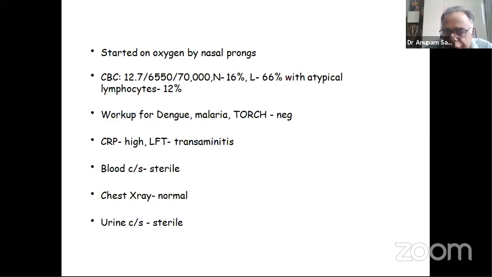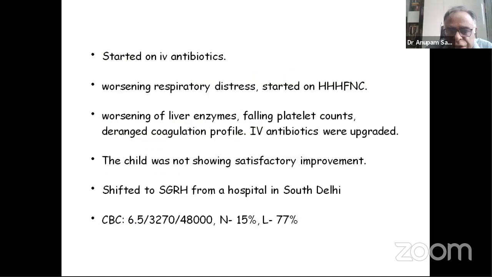Workup for dengue, malaria, TORCH negative, CRP high, LFT transaminitis was seen, blood culture was sterile, chest X-ray normal, urine culture was sterile. Started on IV antibiotics, worsening respiratory distress, started on high flow nasal cannula, worsening of liver enzymes, falling platelet counts, deranged coagulation profile, IV antibiotics were upgraded. Child was not showing any satisfactory improvement.